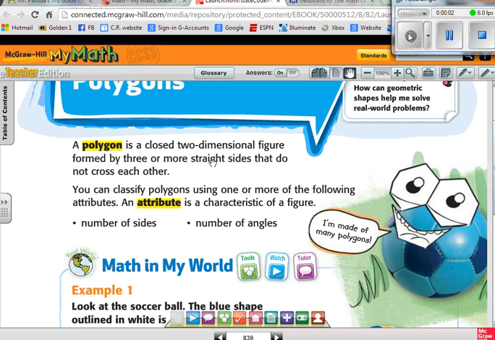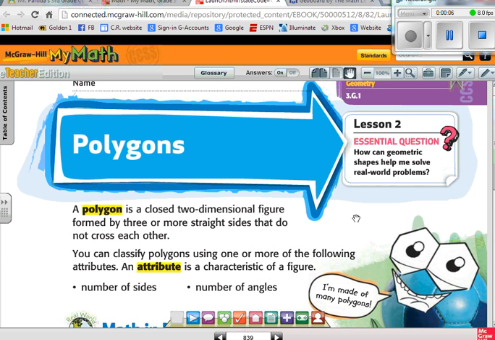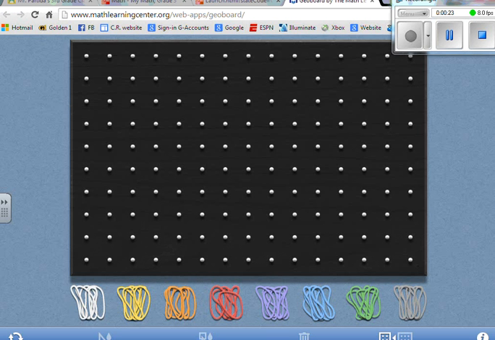Okay, this is chapter 14, lesson 2. It says polygons. A polygon is a closed two-dimensional figure formed by three or more straight sides that do not cross each other. So if I'm looking at the geoboard, I need to have at least three or more, right?